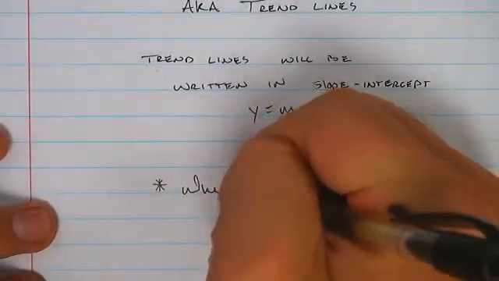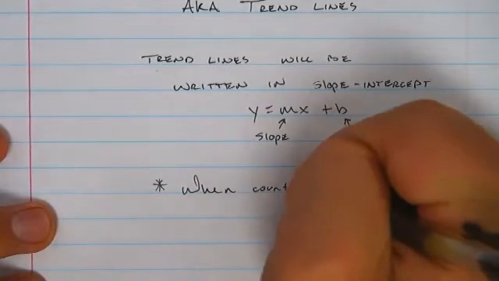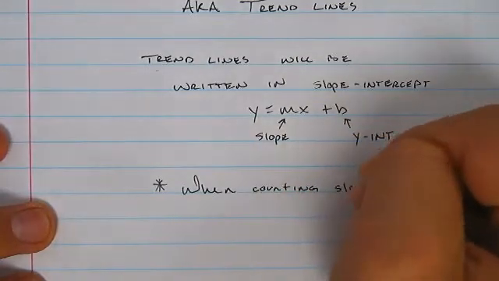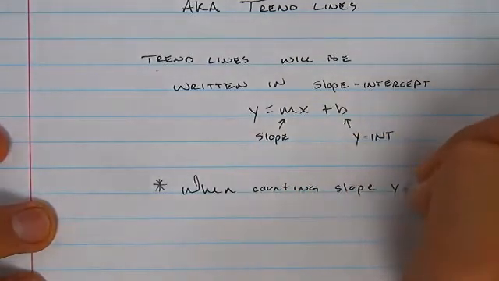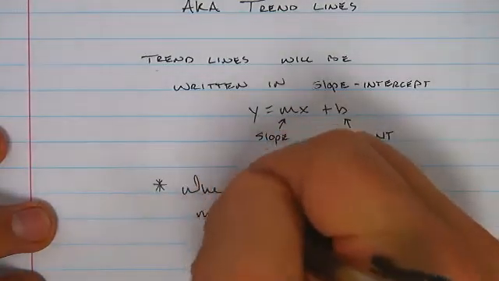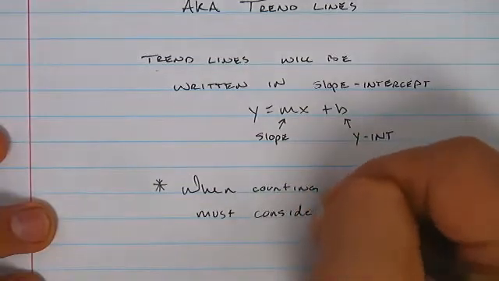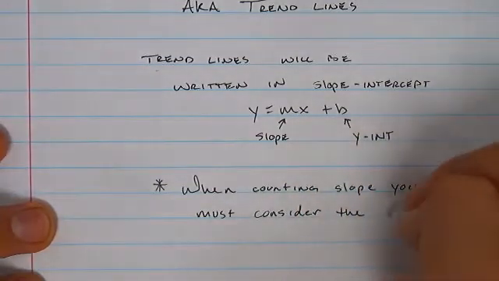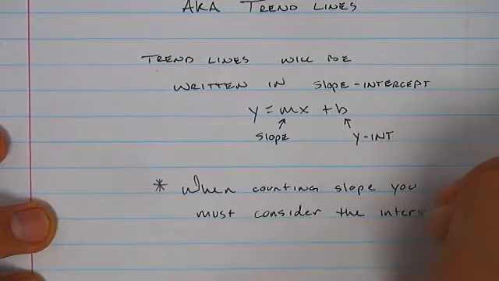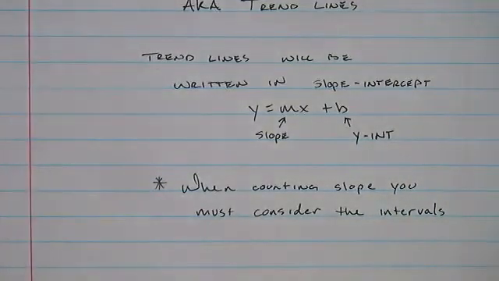Now, something to note, right? When counting slope, you must consider the intervals. Right? When you count the slope, we're no longer always going to be by one. Okay, so you have to consider the intervals that you are counting over when you come up with your equation.